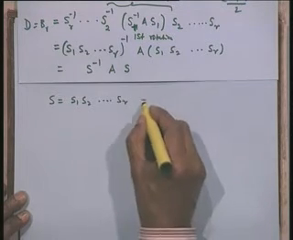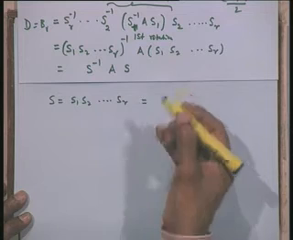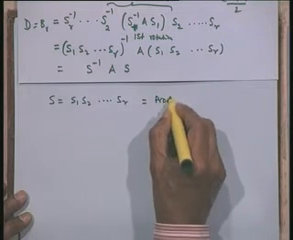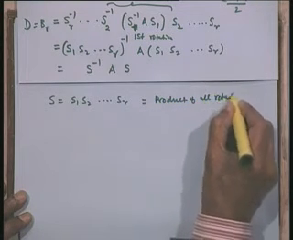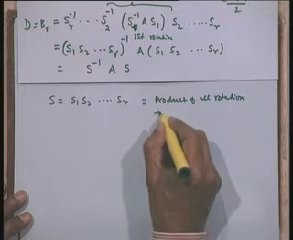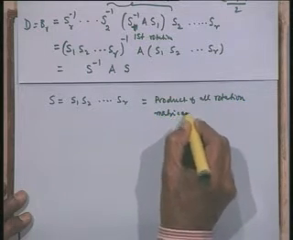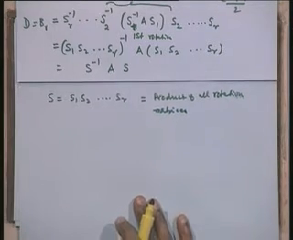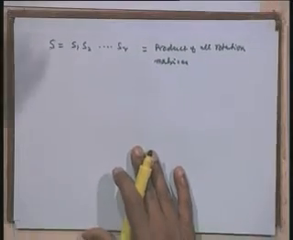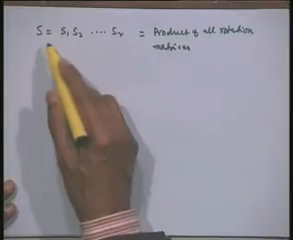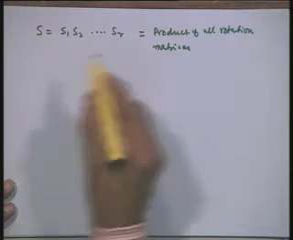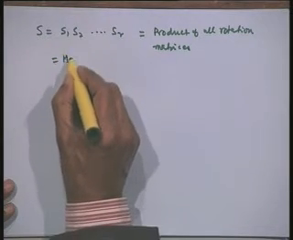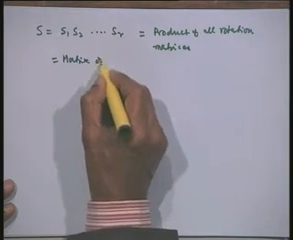And this is the product of all the rotation matrices that we have used. Now, I have got the final matrix, the product of all matrices. This is the matrix of eigenvectors.